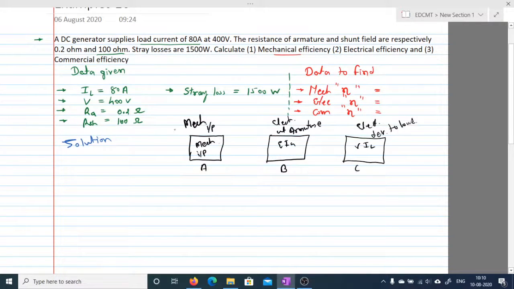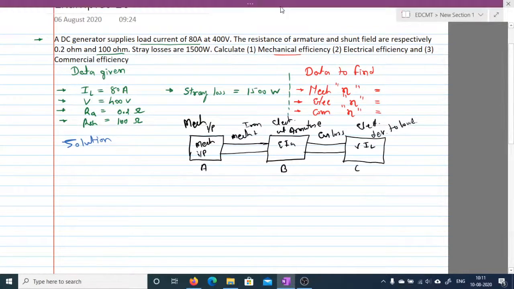Now what exactly happens, that when mechanical input power is given to this machine, there is some power loss, and that power loss is mechanical loss, which is a friction loss, and iron loss. So friction and iron loss occurs over here, and then we get EIA. When we get EIA, then the current starts flowing into the shunt and series windings of the armature and field. So then the Cu loss, copper loss occurs, right? So this is what the power stage is of generator.